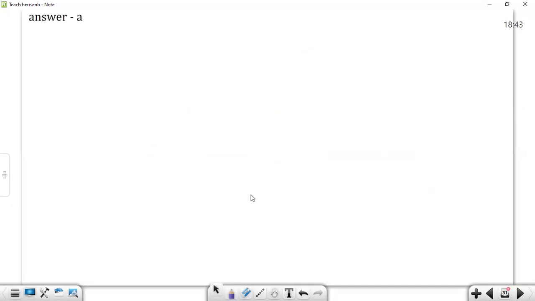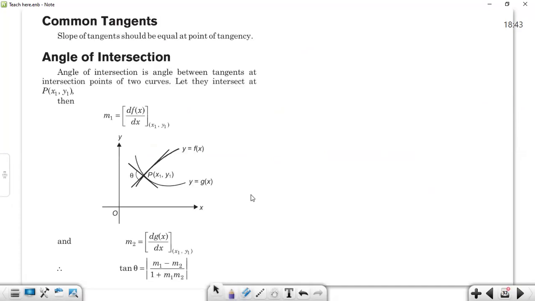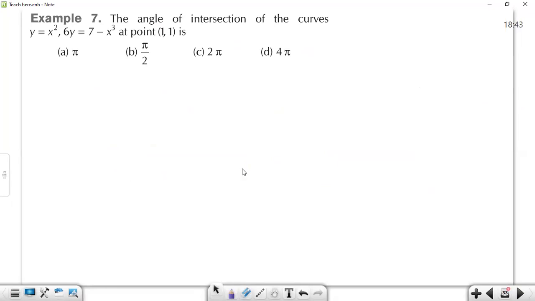Yes, the answer is A. It's correct. Let's discuss this question. The angle of intersection of the curves y equals x squared and 6y equals 7 minus x cubed. So now we have to find out the angle of intersection between two curves.